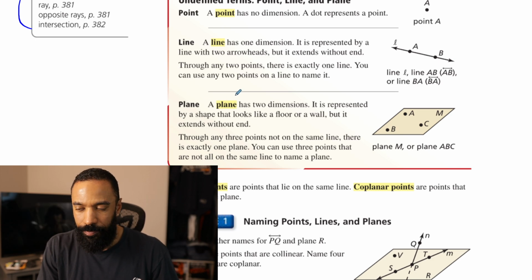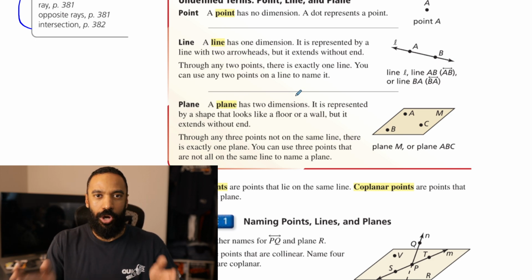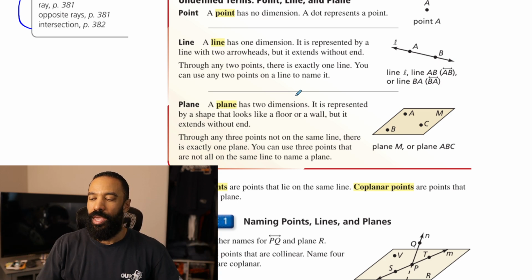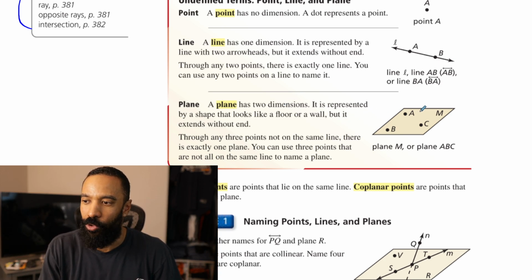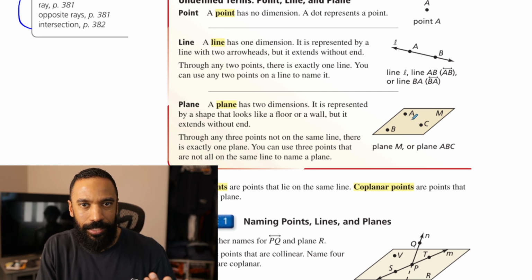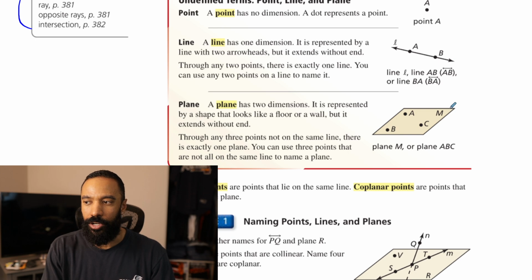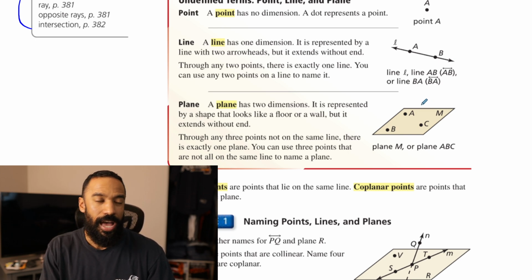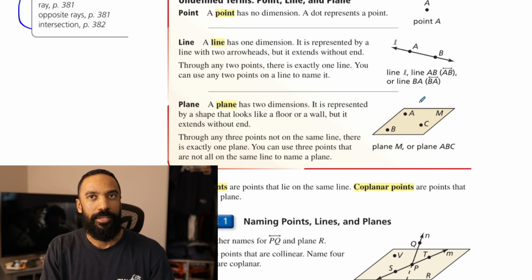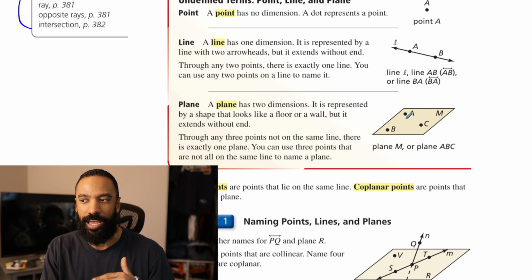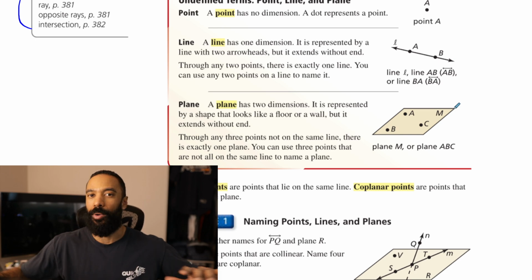Let's talk about a plane. A plane is 2 dimensions, so as it spans this way, that way, it can also span this way, that way. It is represented by a shape that looks like a floor or a wall or a desk or something, but it extends without end. So planes aren't going to have the arrows drawn on them. I always have trouble getting people to understand that concept that the plane keeps going forever.